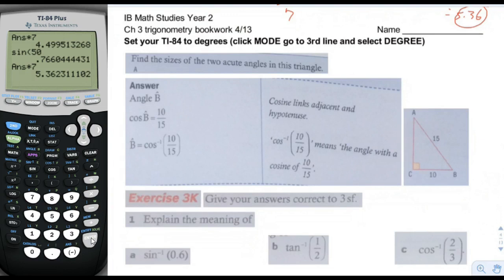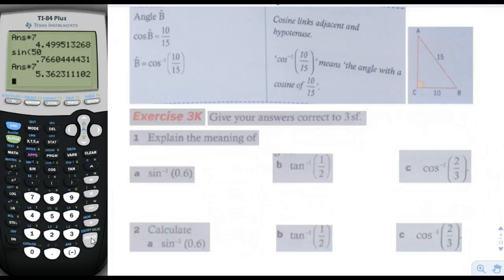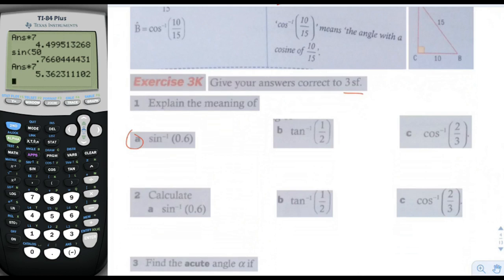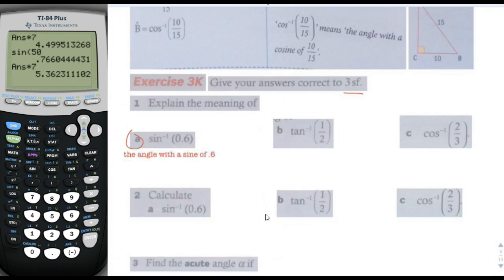This is telling you how to do problems using inverse cosine. So we'll just go to it and start doing problems. Okay, so give your answers correct to 3 significant figures, as usual for IB. It says, explain the inverse sine of 0.6. Basically what this is saying is the angle with a sine of 0.6. Notice there's a -1 there, so it's not sine of the angle 0.6. It's the opposite. It's what is the angle with a sine of 0.6.